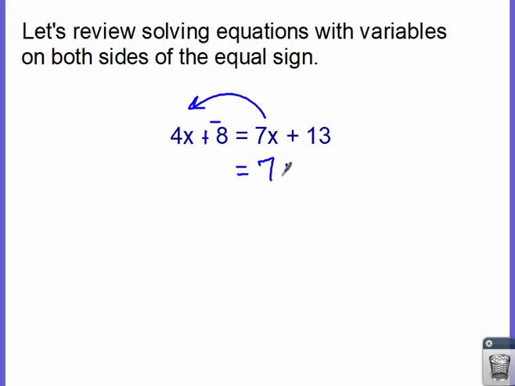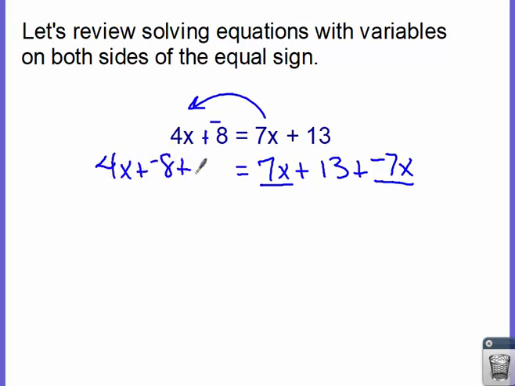So I'm going to write 7x plus 13. And now what do I need to add to this side to move that 7x? I need to add a negative 7x. Now, this is the thing that I'm going to add to the other side as well. What I need to add to one side of the equation, I need to add to the other side as well. So, over on the left-hand side, I'm going to write 4x plus negative 8 plus the new thing that I added on the other side, which is the negative 7x.